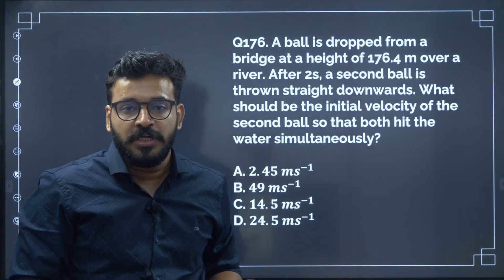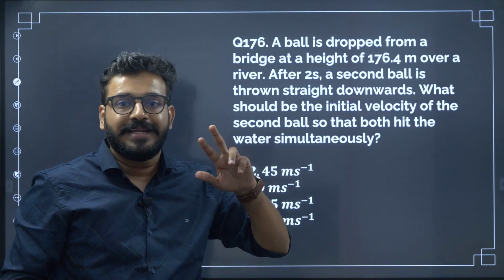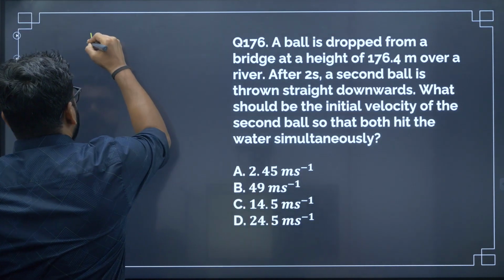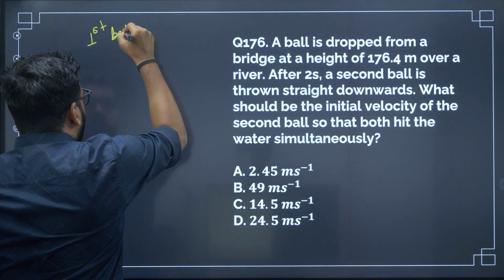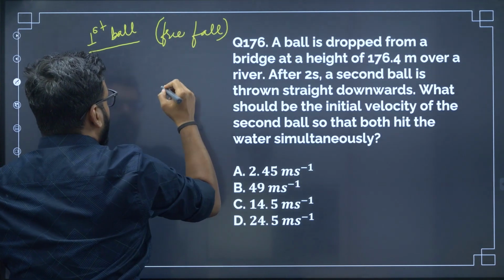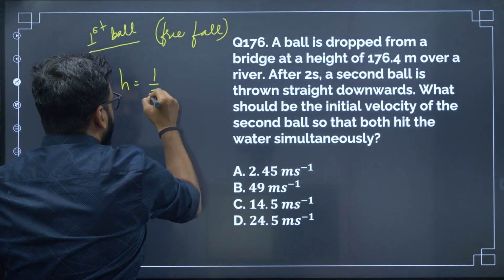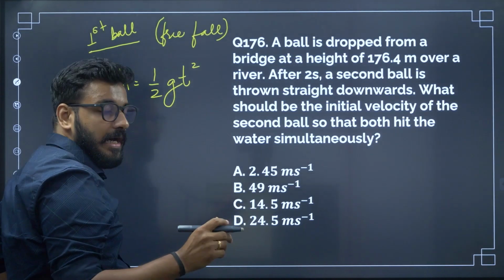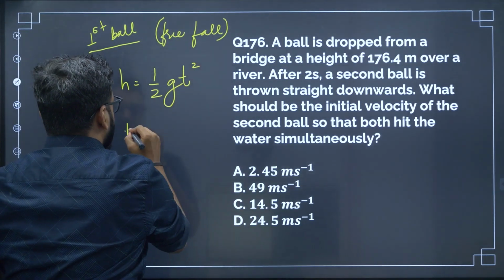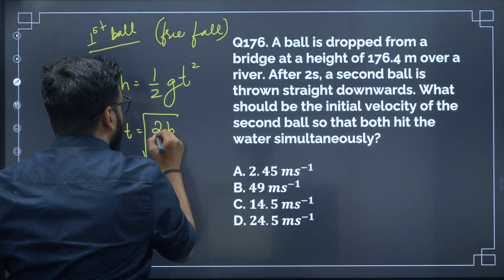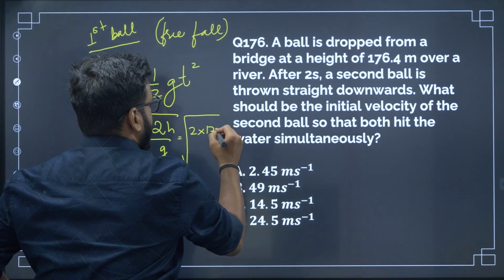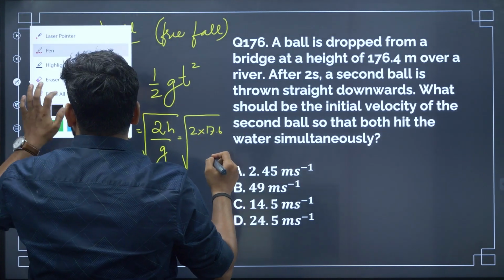Now time is a very important quantity that you need to know in this, because there is a time variation, that is the biggest clue. So the first case is a free fall. The first ball is a free fall case. It is just dropped. So in case of free fall, the height is given by half gt square. So how do you find t in this? T is equal to root of 2h by g. So 2 into h is 176.4. Okay. Hold on.